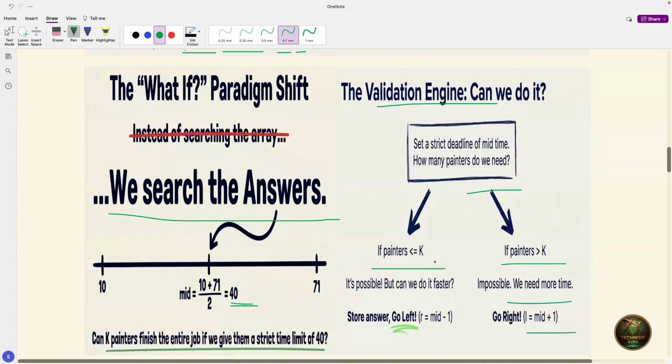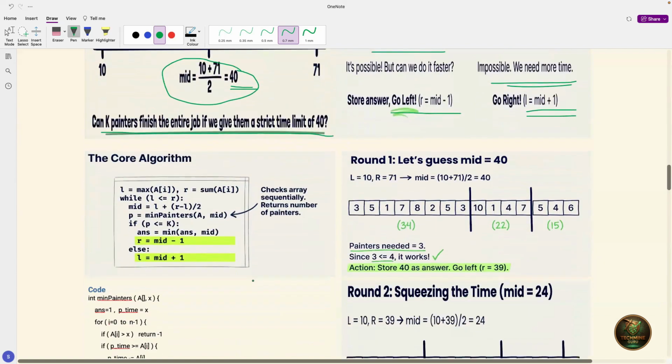So if the count of painters is less than or equal to the number of painters given, which is k, then in that case, we just need to see whether we can squeeze the time or not by going towards the left. And for going towards the left, we will do R equal to mid minus 1. And if the count of painters needed comes greater than the given k, then it is impossible and we definitely need more time. For that, we will go right and we will do L equal to mid plus 1. So this mid equal to 40 will be like asking the question, can k painters finish the entire job if we give them a strict time limit of 40? So let's see the core algorithm.